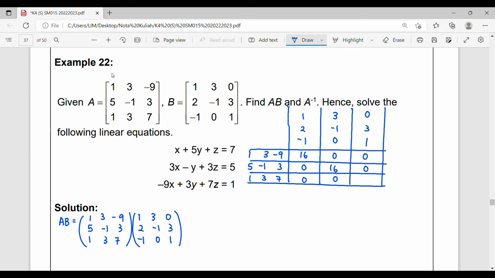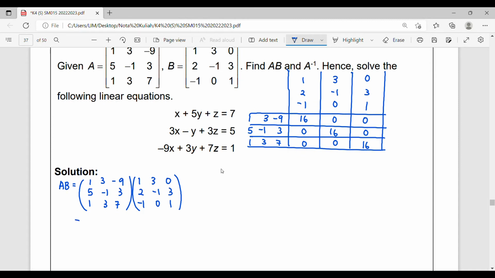Then 0, 3 times 3, 9. 9 plus 7 will be 16. So our result will be 16, 0, 0, 0, 16, 0, 0, 0, 16. So this will be our first part answer.